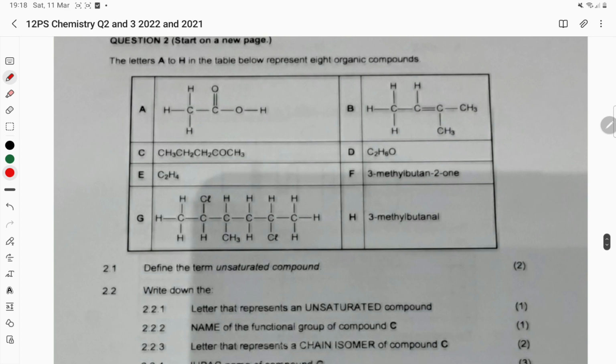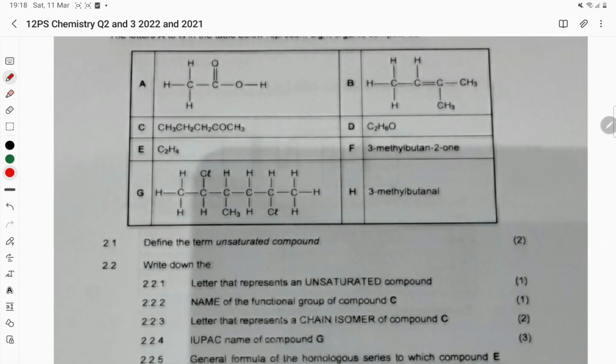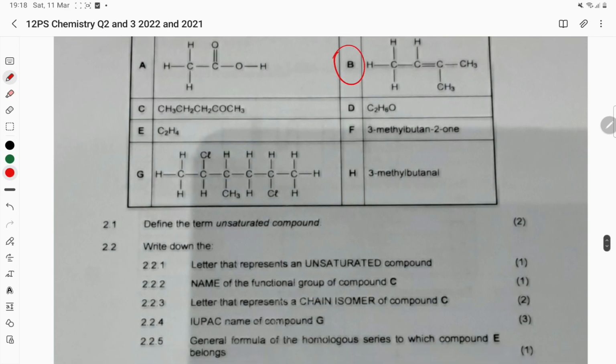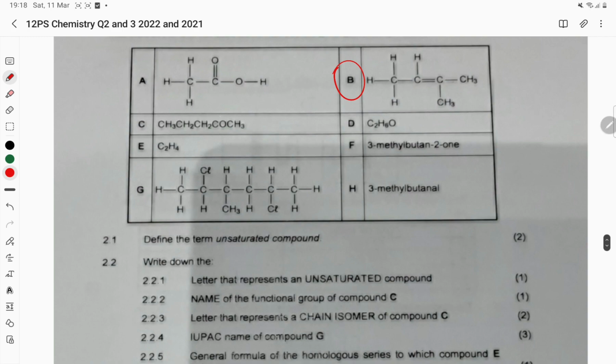So we're looking for a double bond somewhere. When I mean double bond, I don't mean carbonyl. It's between 2 carbons. So that one, that'll suffice. B. B is the answer. Okay, 2.2.2. Name the functional group of compound C. The functional group. So, risky just to guess as I draw it out. So let's take a look.